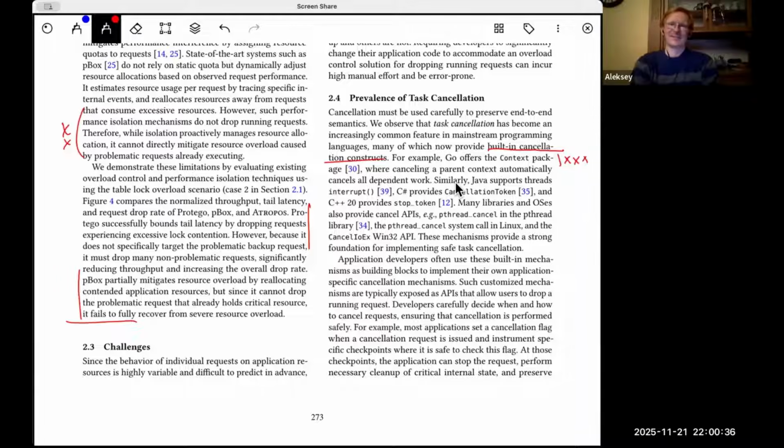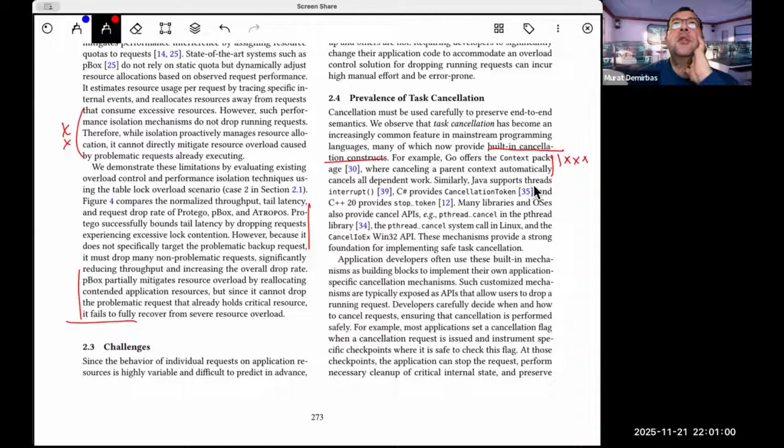Similarly, you can set deadlines and timeouts, and nested timeouts. You can say, I expect this task to be done in this much time, and put a cancellation deadline. Then your task creates subtasks, and you can have nested smaller deadlines and so on. Similarly, Java supports thread interrupts, C Sharp provides cancellation token, and C++20 provides stop token.